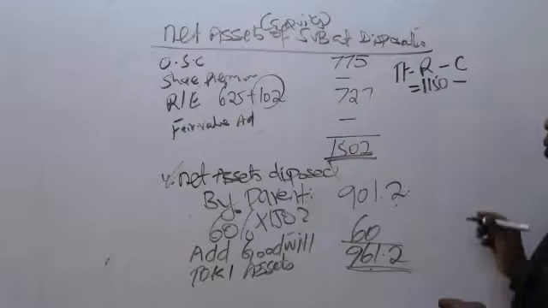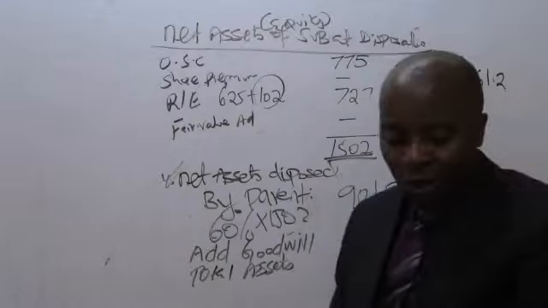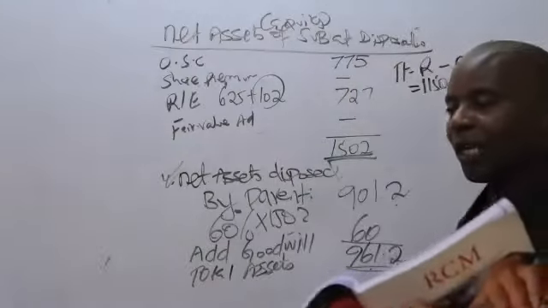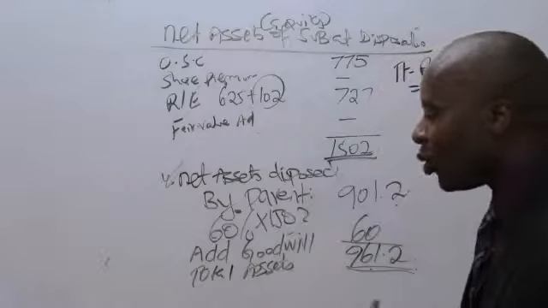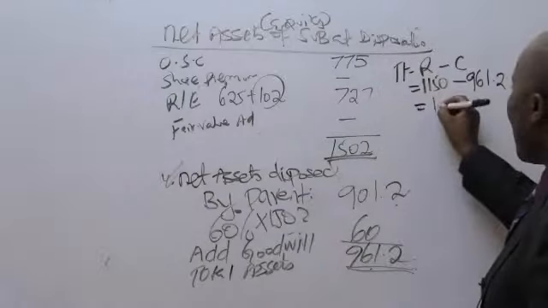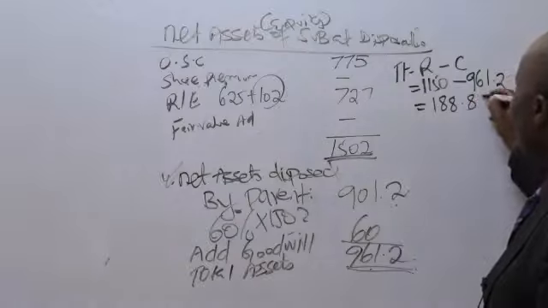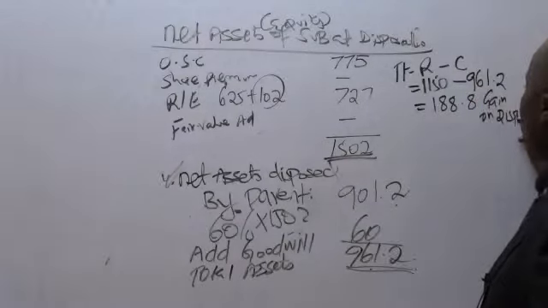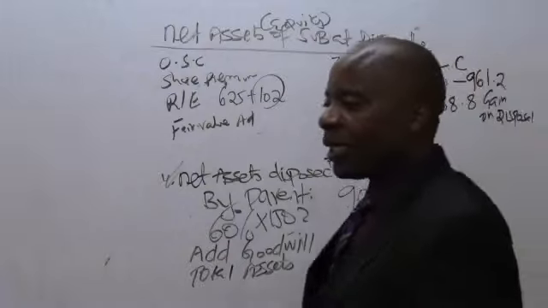At disposal, which is 961.2. Could you kindly give me the total? So gain on disposal, I'm being told it is positive 188.8, which is a gain on disposal.